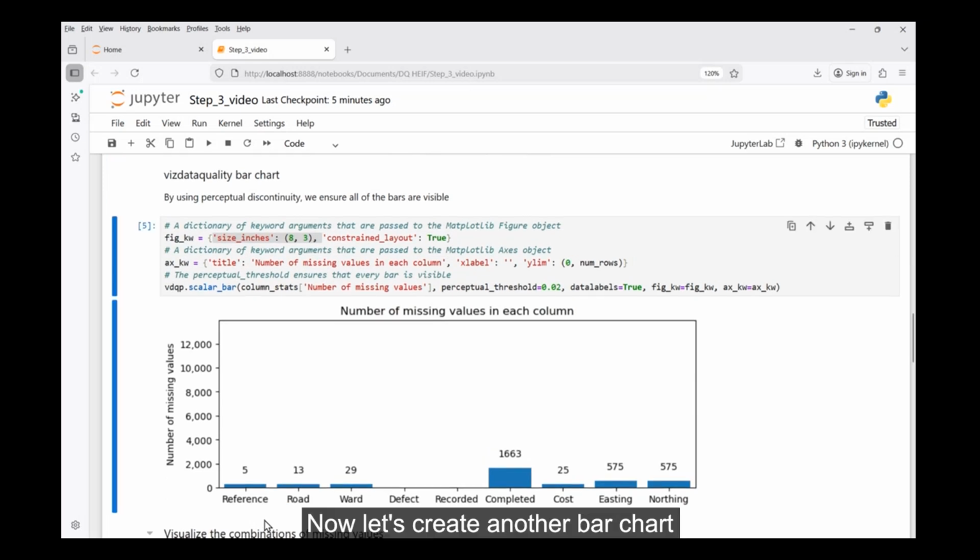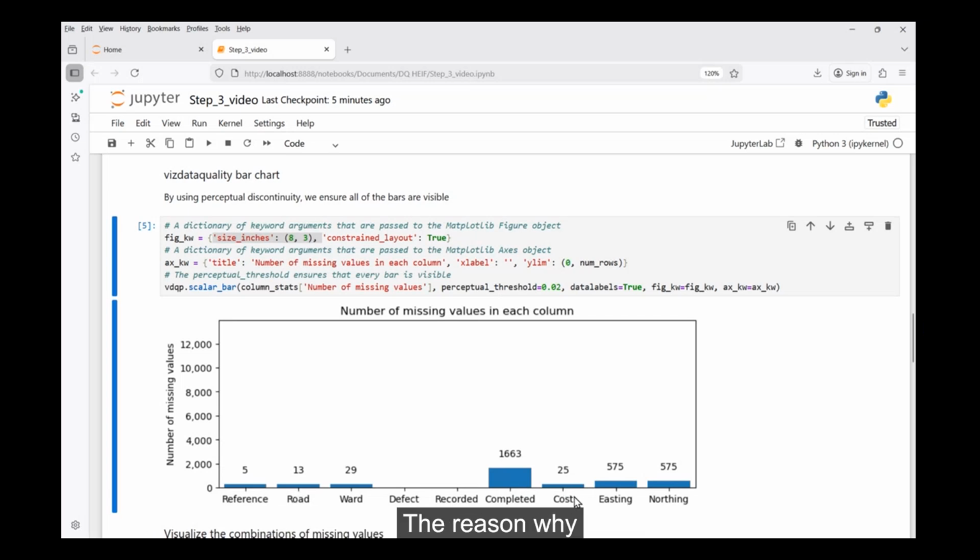Now let's create another bar chart, this time using Viz Data Quality. This time, straight away, we see that it's not just 3 or maybe 4 variables that are missing, but actually 7. We've got the 3 we saw first, completed, easting, and northing. Ward that was barely showing, but we see also that the reference, the road, and the cost are also missing at times.